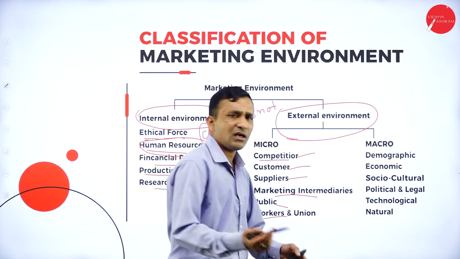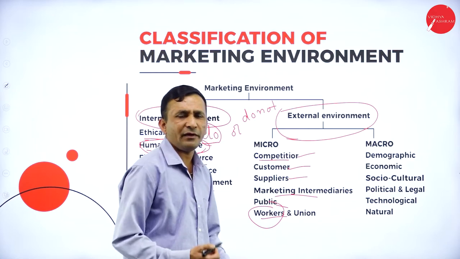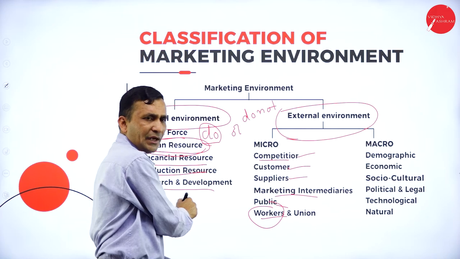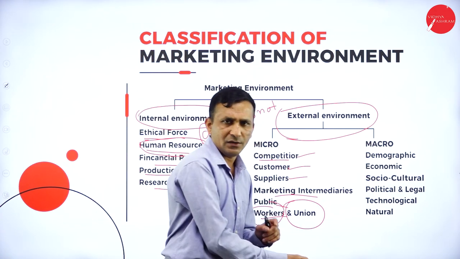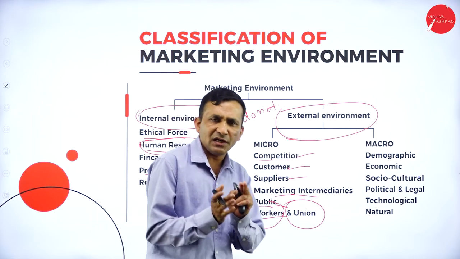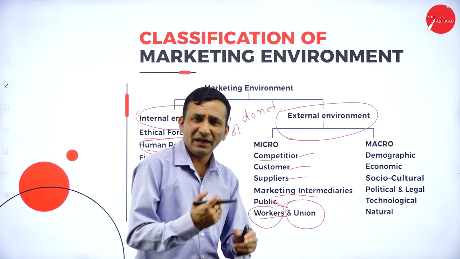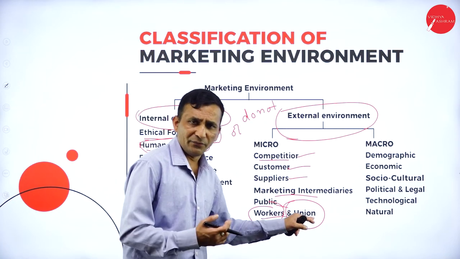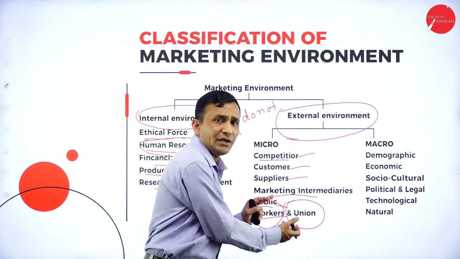Even the workers: you can ask why workers are located outside. They come inside the company, but they join a trade union outside, and this will influence. When a good industrial relationship is maintained between management and labor, or management and employees, there is no problem. If there is any problem, obviously it will lead to a sick unit or lockdown.